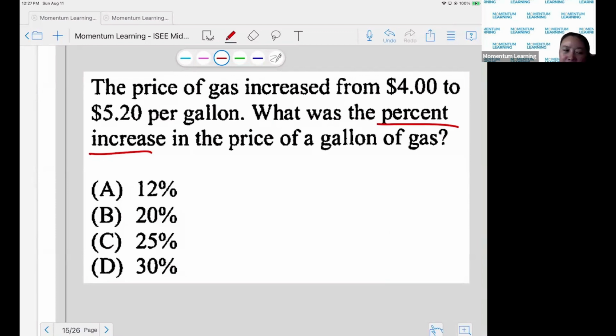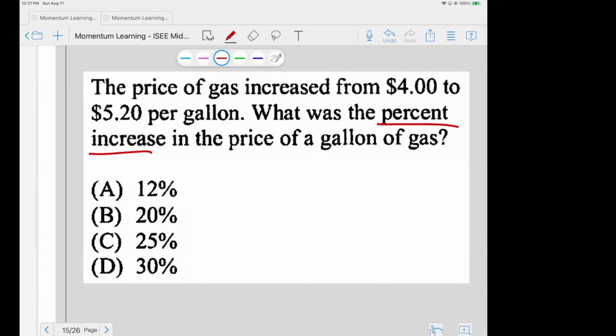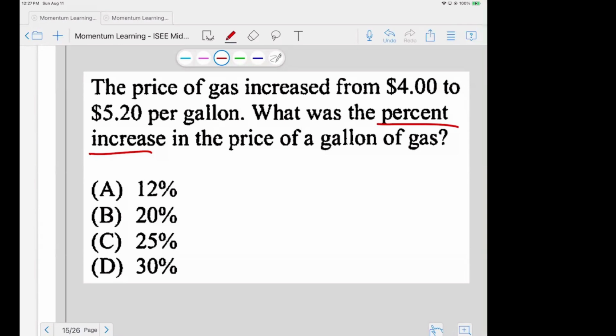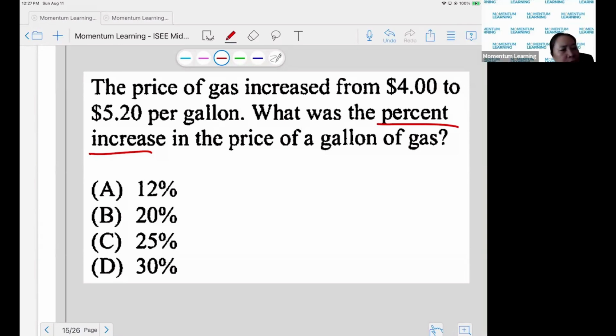So I got one answer. Olivia, what is your strategy? How did you start? Oh, I just did the original value minus the change value. So I got that, and then I times by 100. Okay, so the first part you are correct. Now it's not divided, times 100, because we are asking for the percent increase.